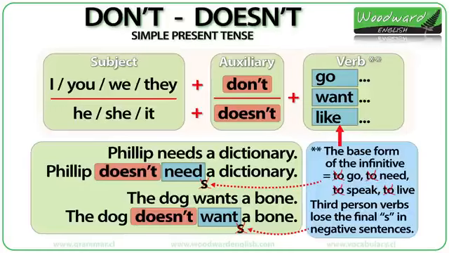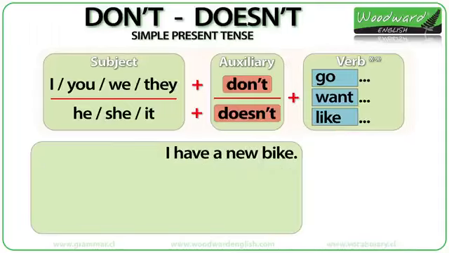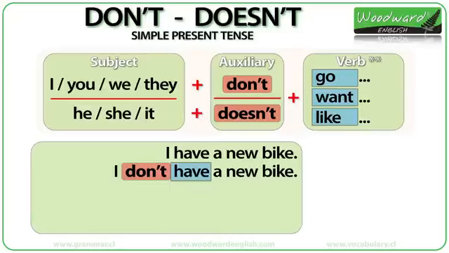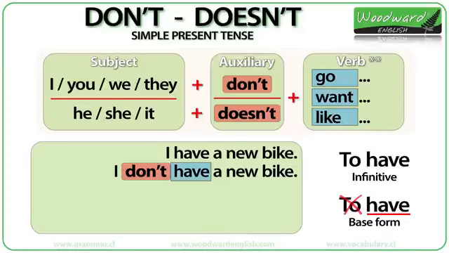Let's look at some verbs that change a little more. The first one is the verb to have. I have a new bike. What is the negative of this? I don't have a new bike. The infinitive is to have, but we just need its base form, have. So there's no to.